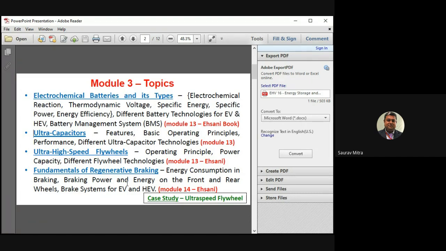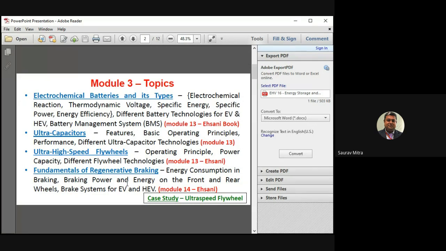We are going to see. Finally is coming fundamentals of regenerative braking. What is meant by that? So energy consumption in braking, brake power, brake energy, brake power in the front and rear wheel, brake system for EV, HEV. So there is a video for the brake system. I was telling from the very first lecture I will show it, but I have not shown that to you.